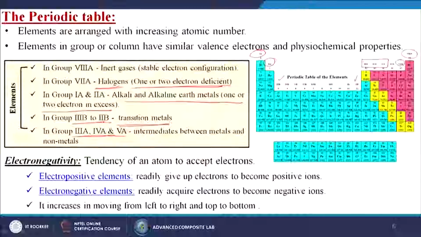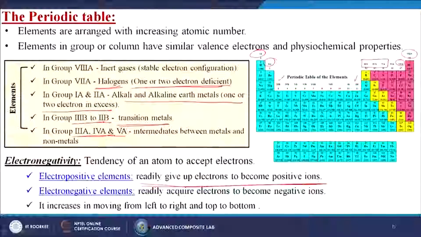So, what is electronegativity? It is the tendency of an atom to accept electrons, that is why it is negative. Electropositive elements readily give up electrons to become positive ions, so they are losing electrons. Electronegative elements readily acquire electrons to become negative ions, so they are accepting electrons. It increases in moving from left to right and from top to bottom.